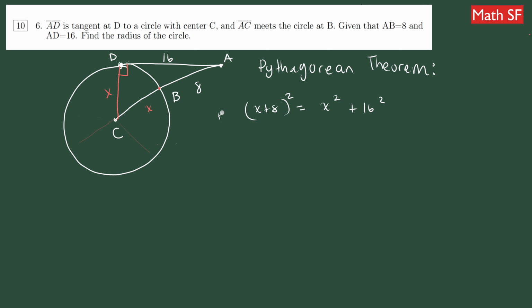Let's expand this part here, or if you remember the formula, that's the first square plus twice the product, which is 16x, plus the second one squared, which is 64. Or you can always FOIL this part, or use the one that you feel the most comfortable with. Now this part has x squared plus 16 squared. 16 squared is 256. Now I'm going to move everything to one side, so minus x squared on each side.